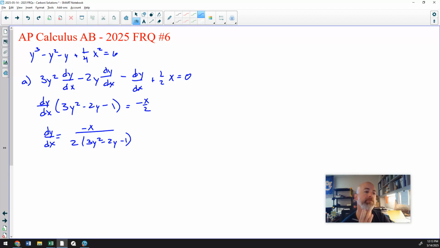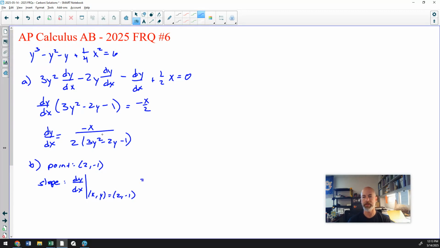All right, part B. There's a point P with x-coordinate of 1.6. Use the line tangent to the curve at (2, -1) for a linear approximation. So we need the line tangent. My point is (2, -1). My slope is going to be the derivative. The slope is the derivative dy/dx, such that my coordinates x, y are 2, -1.